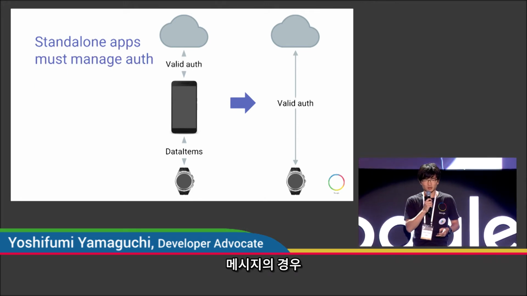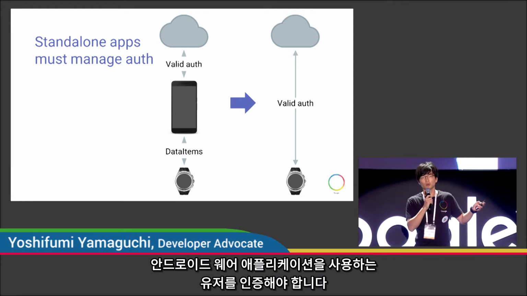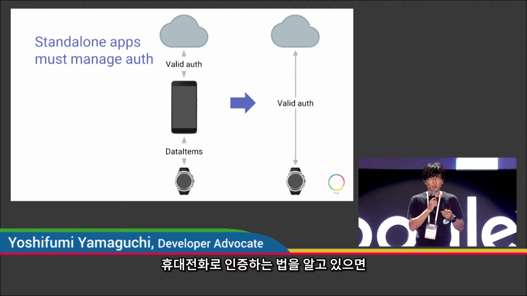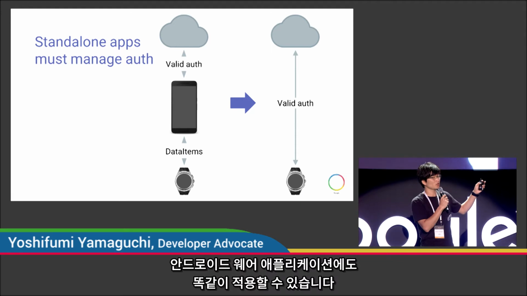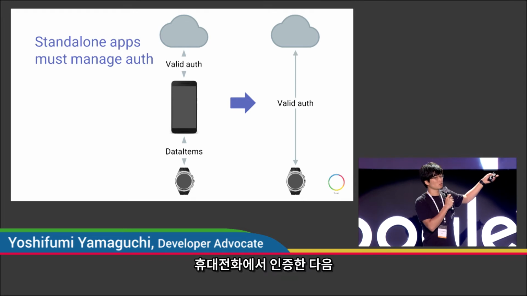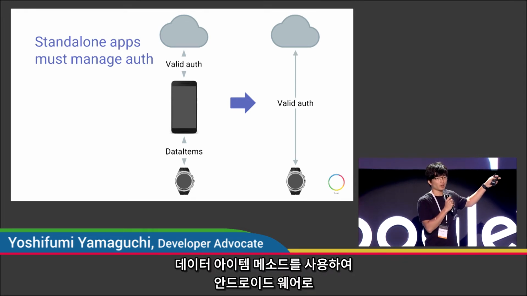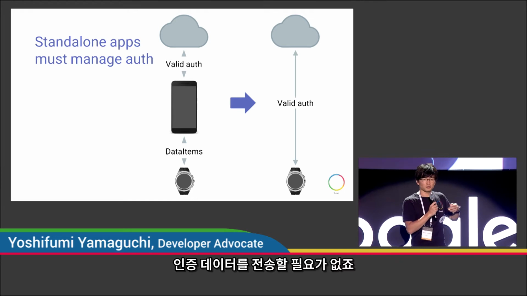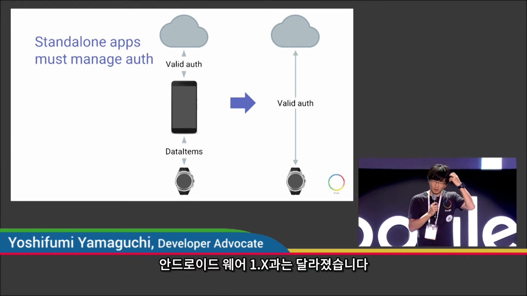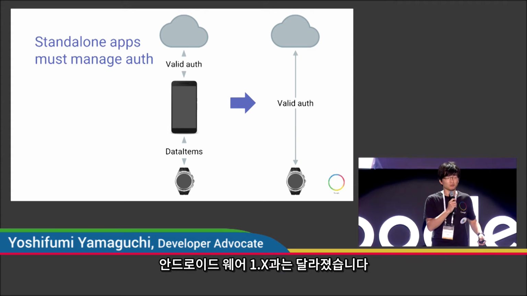For messages, you need to authenticate who is using this Android Wear application. But you know how to deal with authentication on a phone, so you can do the same thing in the Android Wear application. You don't have to do the authentication on the phone and then send that authentication data using the data item method to the Android Wear, which is what we had to do in 1.x.